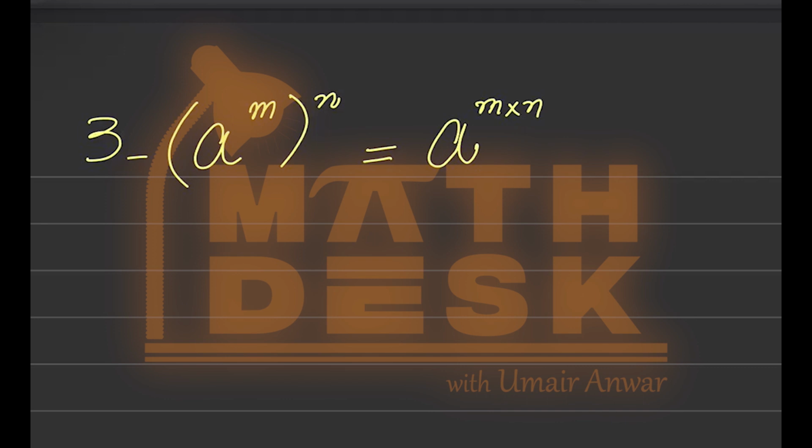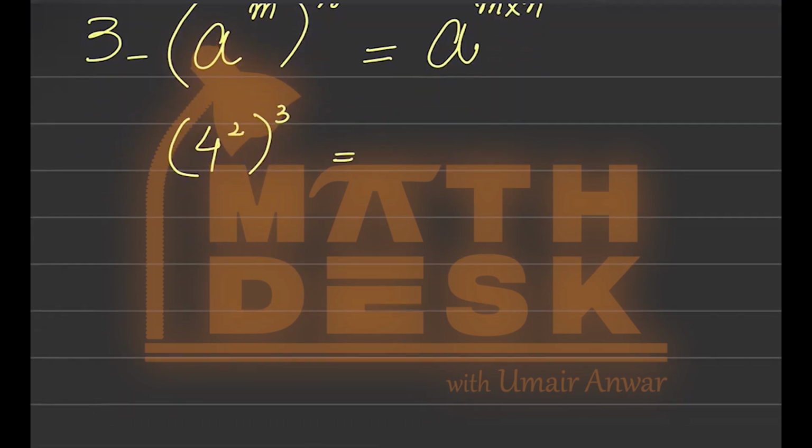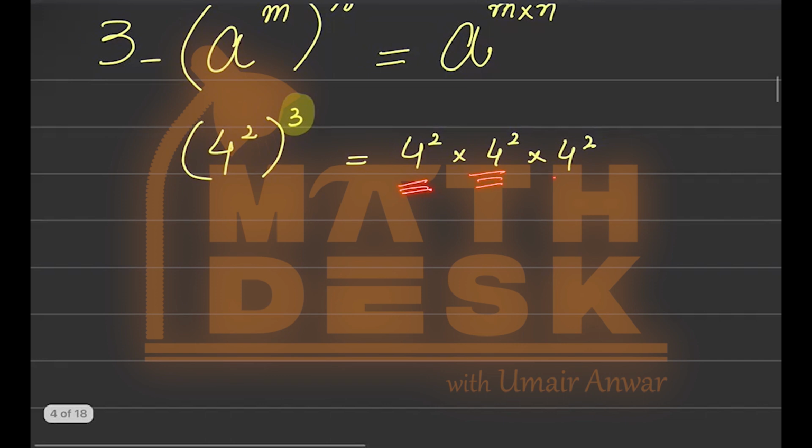For example, we have 4 square raised to 3. It means that 4 square should be multiplied by 4 square 3 times. Since there is a power over here, and this power means repeated multiplication of this base, and the base is 4 square. So I've applied this cube onto this base, and this base 4 square is being multiplied by 4 square 3 times.